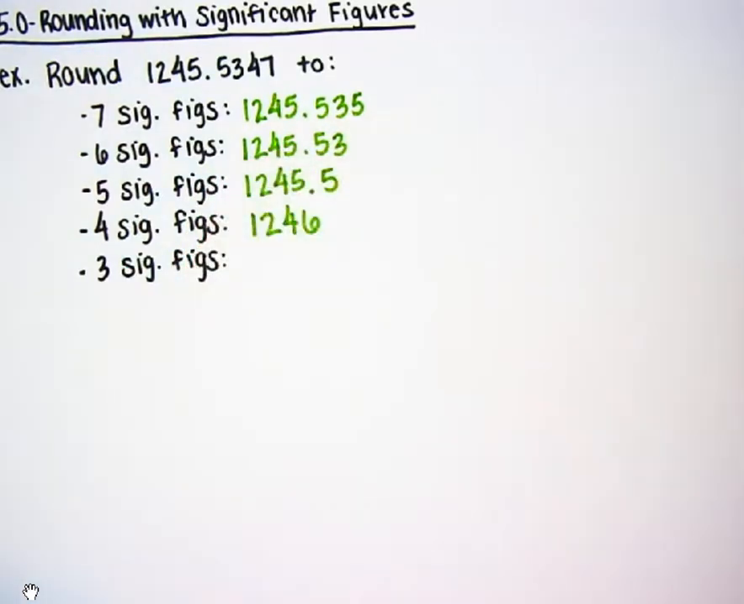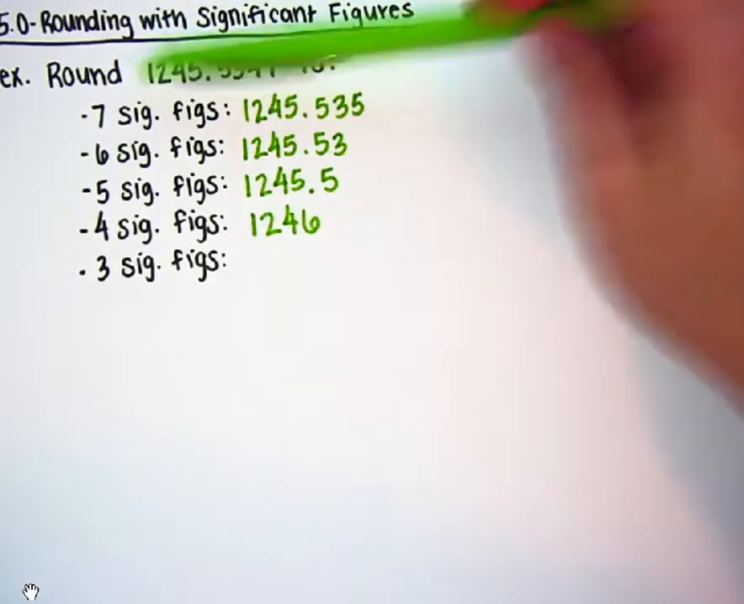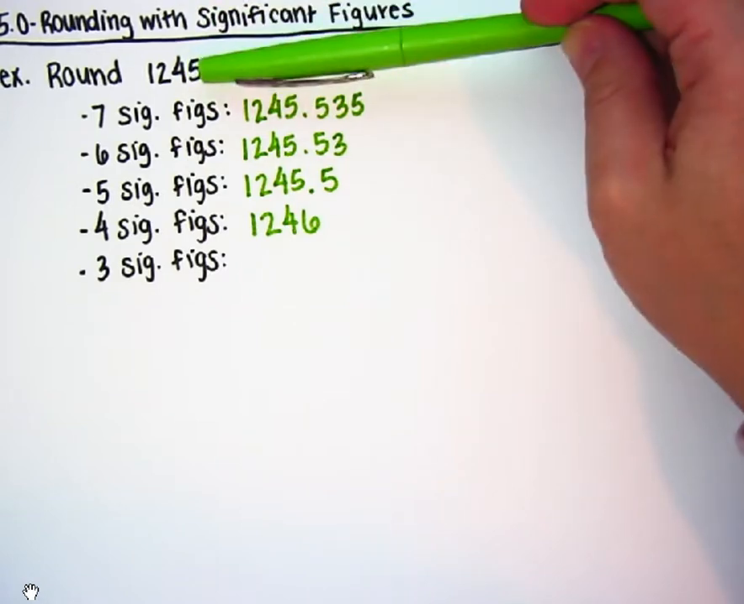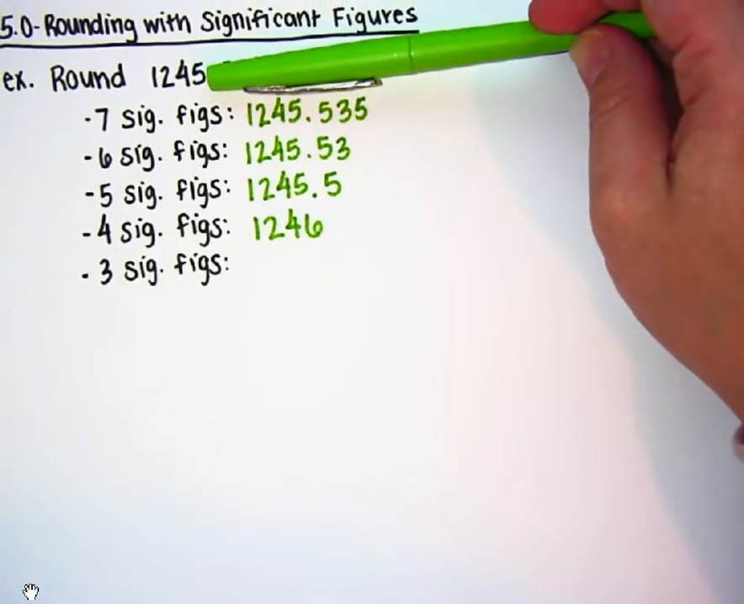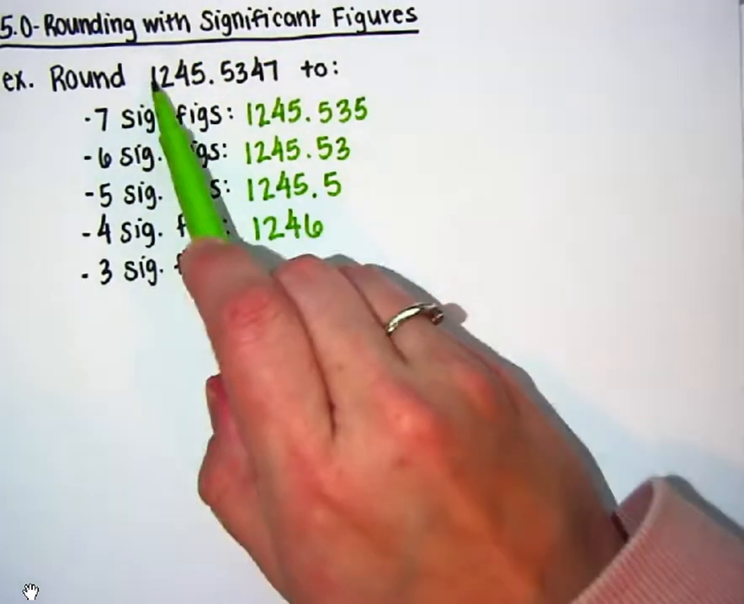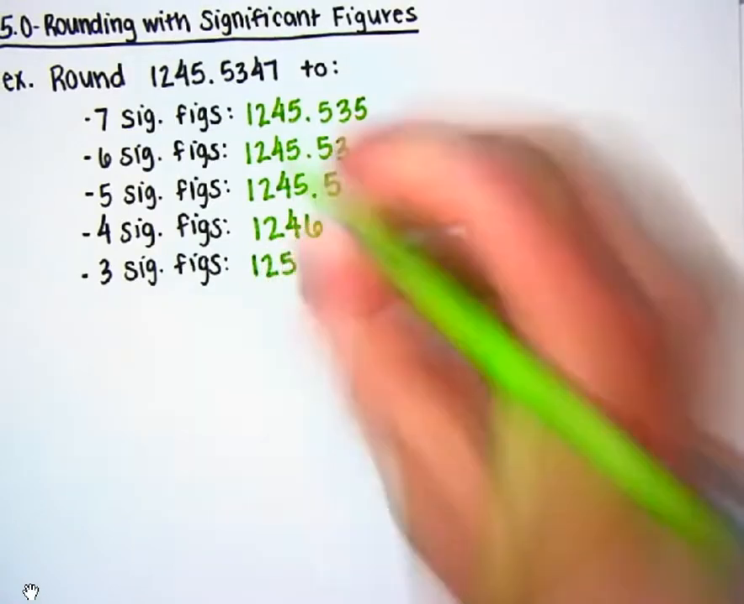Three significant figures. Again, look at the original number. We're going to keep the first 3 digits. We want to look at the one number following. It's 5 or above, so we're going to round up. So 124 rounds up to 125.